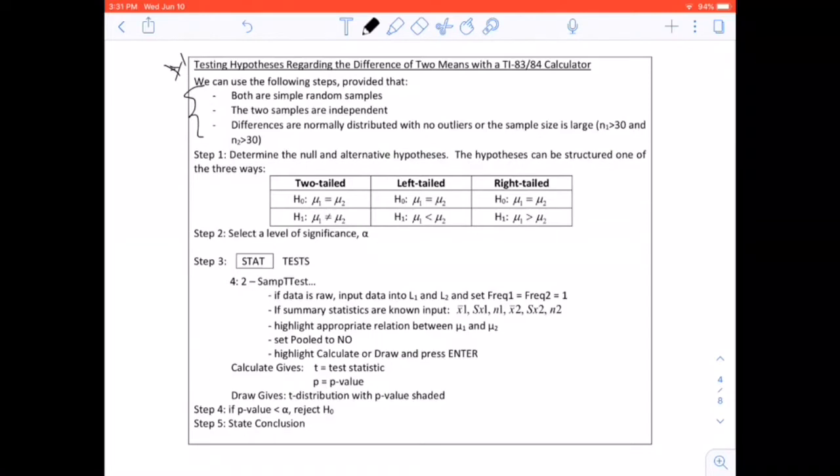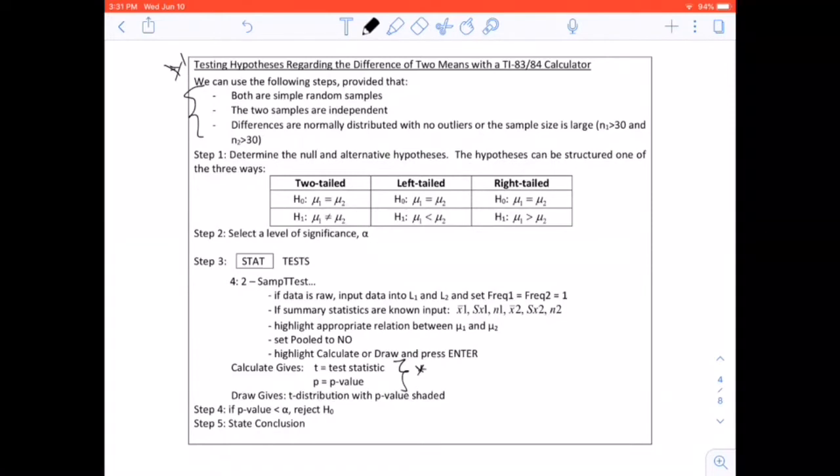Step 3, we're going to go to stat, test, number 4, which is 2-SampTTest. If data is raw, input the data into L1 and L2, and your frequency list needs to be set to 1. If summary stats are known, enter in all those summary statistics. Highlight the appropriate relationship between mu1 and mu2. Set pooled to no, and highlight calculate. The calculator is going to give you t, which is your test statistic, and p, which is your p-value.